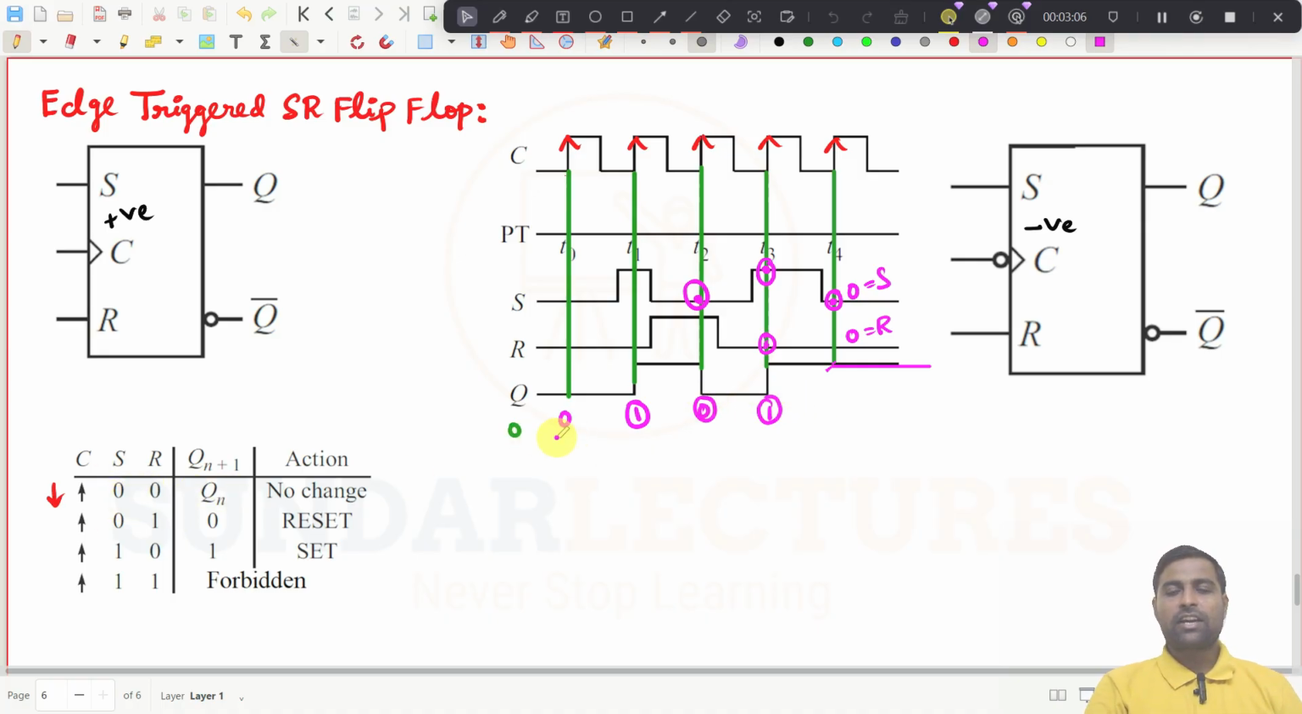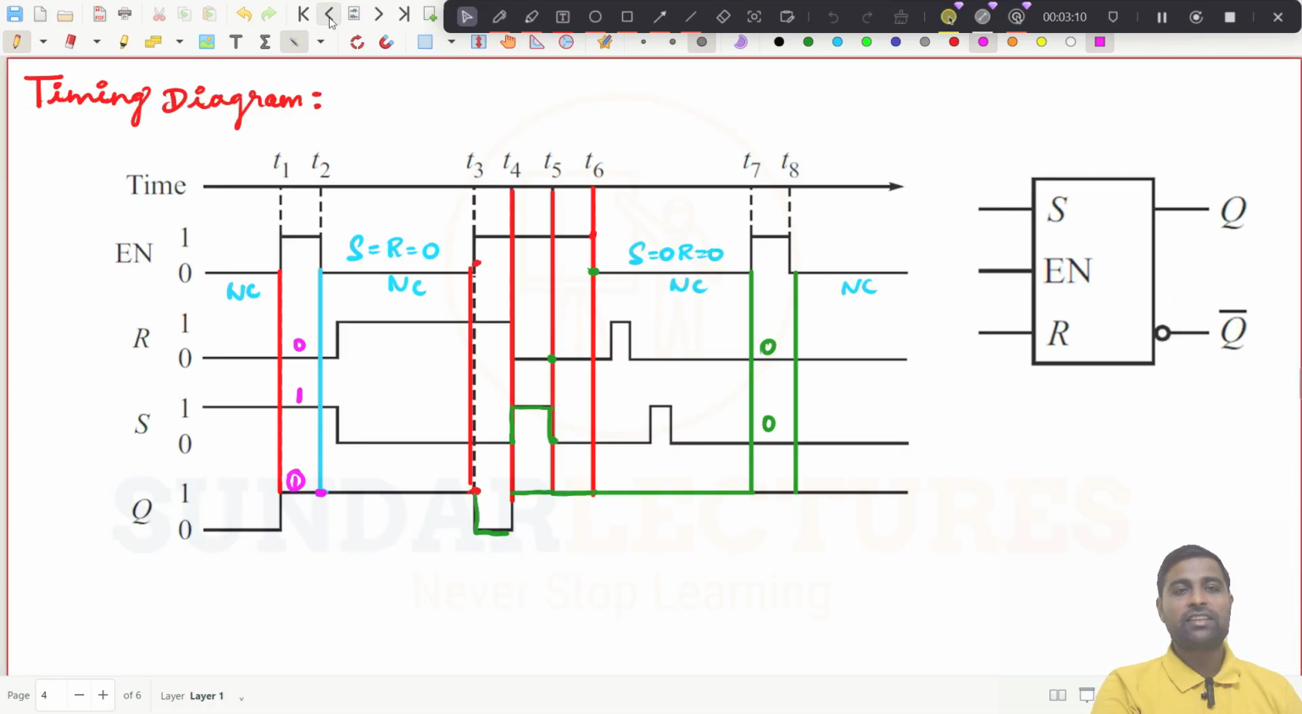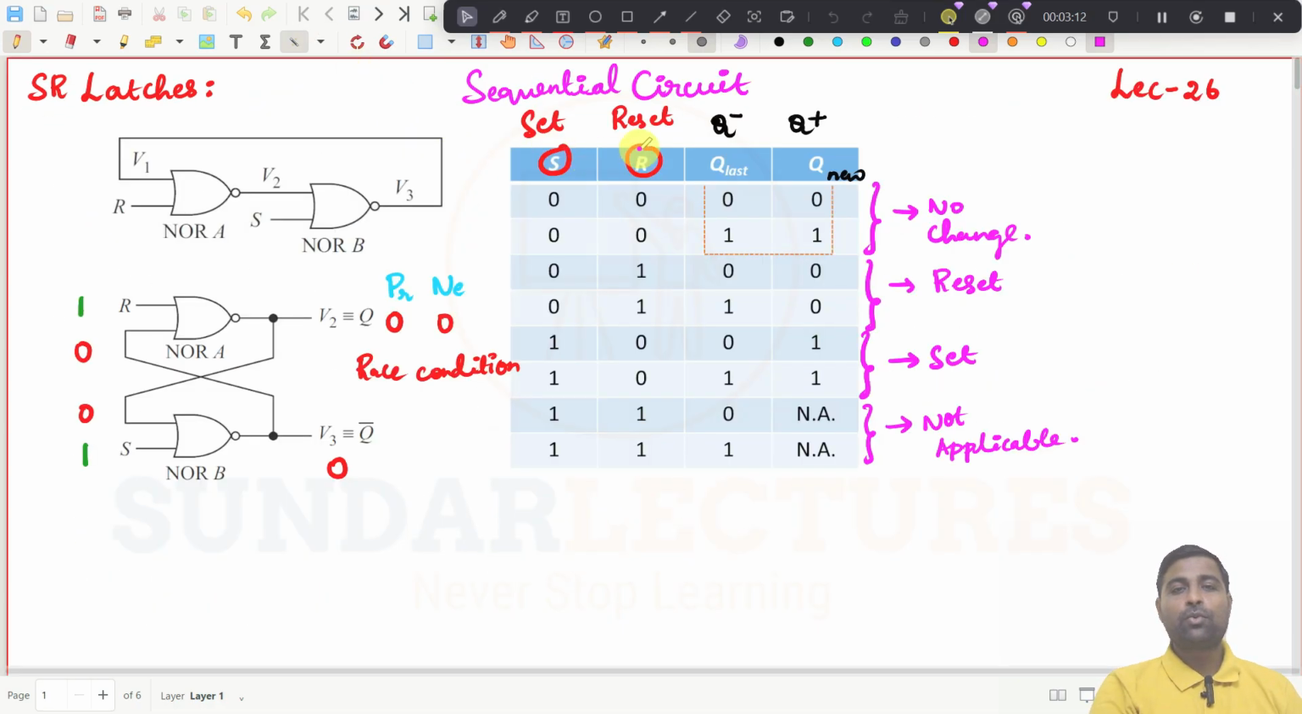So we will conclude now and we will see in the next class. And what are all the topics we have seen in this class? See, I have told you what is the difference between combinational logic circuit and sequential logic circuit. And if you are giving feedback, then we will take it as the sequential logic circuit, right? So we have taken an example, SR latches, and we have seen what are all the conditions for SR latches. It is no change, set and reset, and the not applicable condition is there.